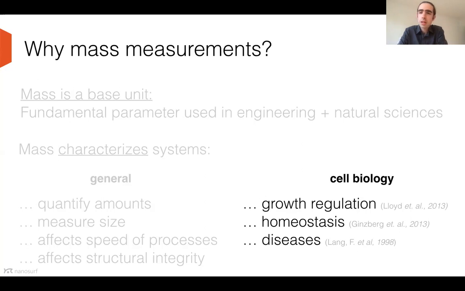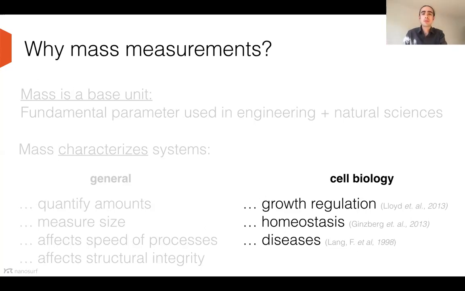Now, you can study the growth regulation like this, as I pointed out, but what you can also do is look at non-growing cells, how they are in homeostasis. For instance, you can have a look at cells that, as part of their physiological function, secrete or take up water. These kinds of measurements have been done in tissues, but now you can also do that on a single cell level.